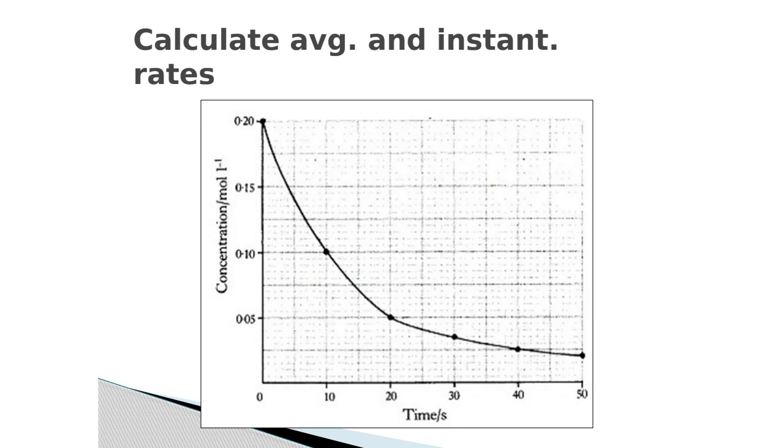Here's a graph that you have in your notes. And in your notes, you are asked to determine an average and an instantaneous rate of reaction using the data on this graph. Give that a try and have me come over and check your work.